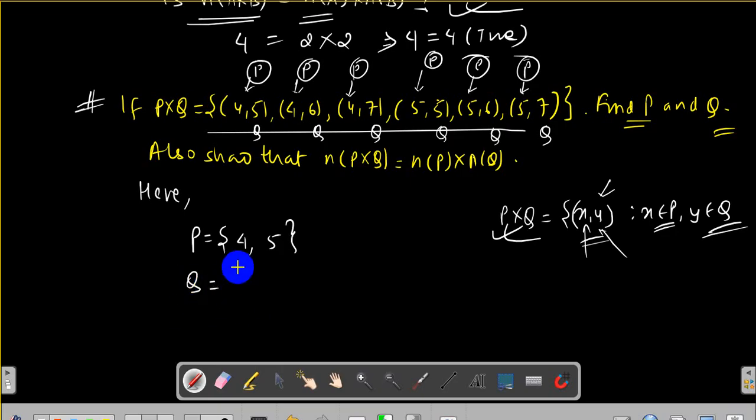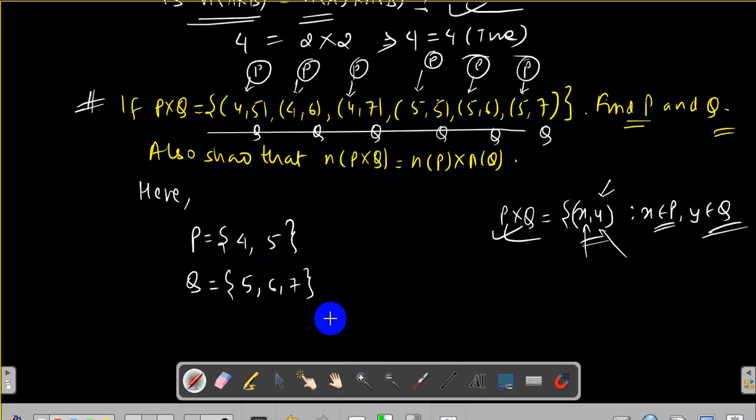Now in case of Q, Q is the set of all the second elements of the ordered pairs, right? What are the second elements? 5, 6, 7, and here also 5, 6, 7, which are repeated again. So it is not necessary to write repeatedly, just write once: 5, 6 and 7.